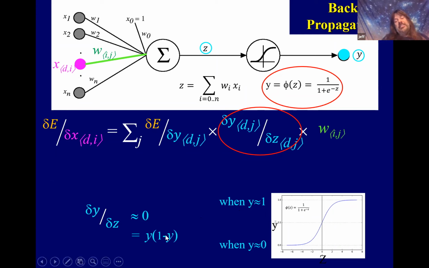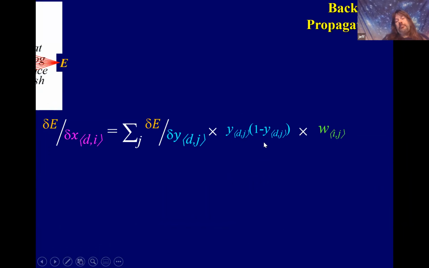Why is that, right? Because if y is 0, you get 0. If y is 1, you get 0. It's a nice equation, and you can believe me, it's the answer, though you could do the math yourself if you needed to, right? So that's the derivative there.